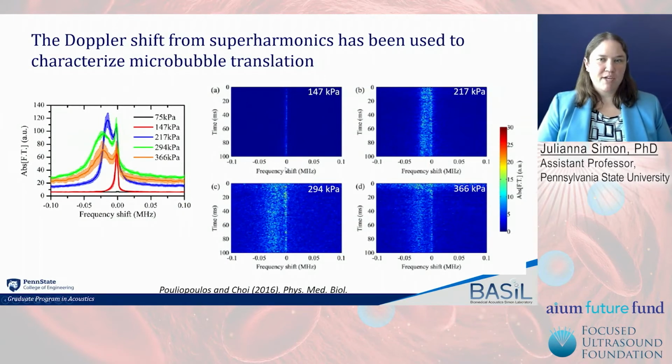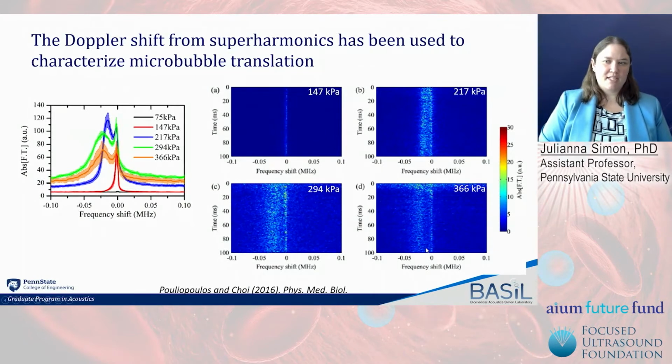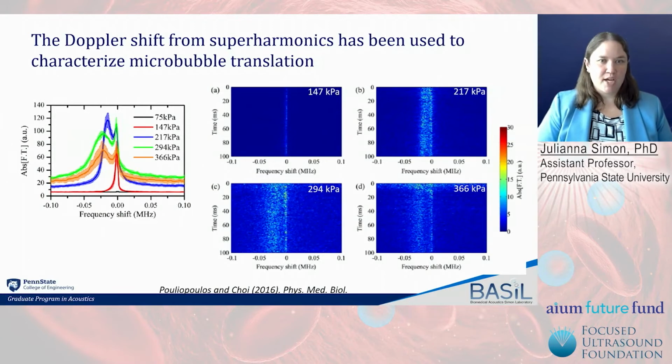If we look at a time frequency shift, we see just a little bit of broadening at 147 kilopascals. As we go up to 217 or 294, you're seeing a larger and larger Doppler shift that's happening as the microbubbles are basically pushed faster. When we get up even higher to 366 kilopascals, we don't quite see the same trend, but if we look just in those first few milliseconds, we do see a larger shift, which then goes away, which they expect is due to inertial cavitation breaking up microbubbles in the focus.